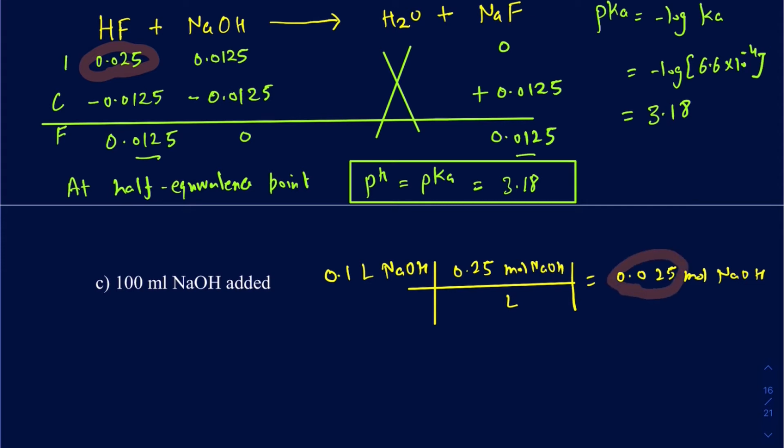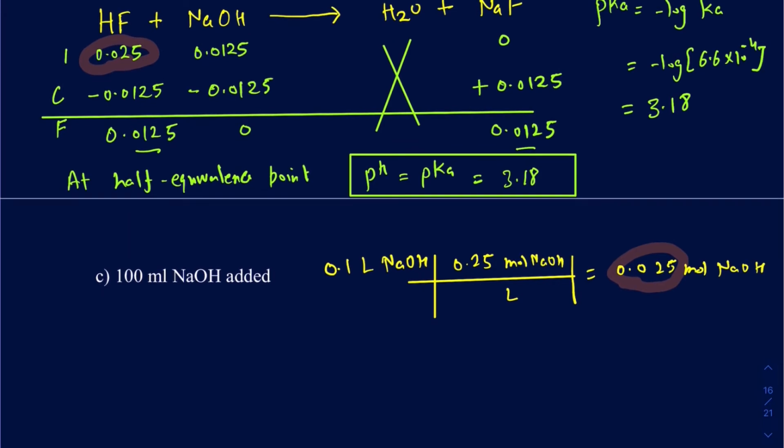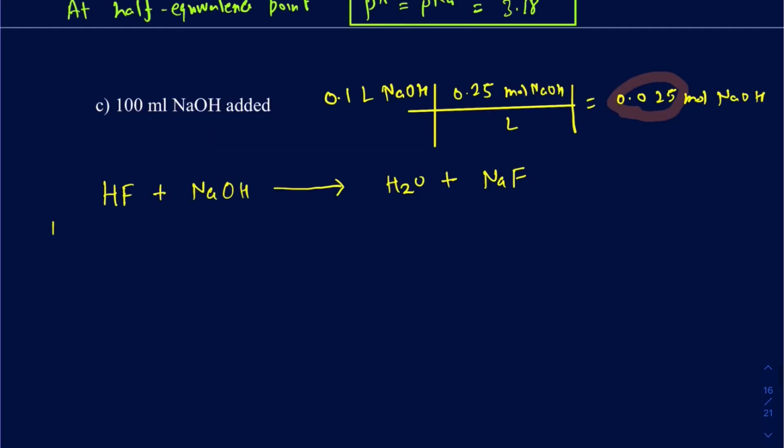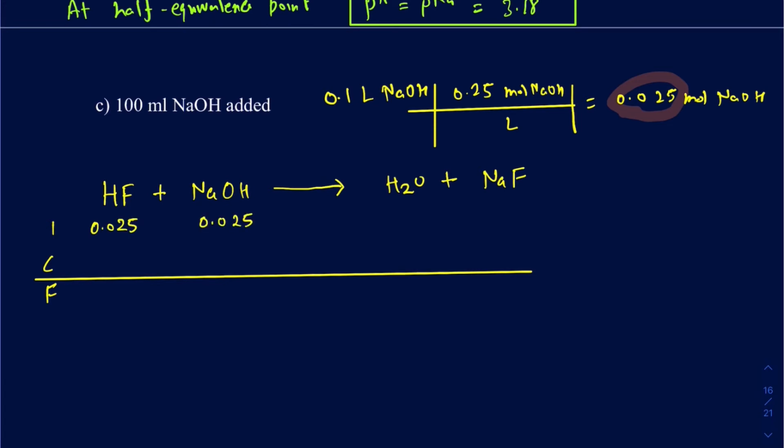That means you will be neutralizing all of your acid here, and that's when you're going to be at equivalence point. I'm going to go ahead and write that out here now. So make an ICF table again. HF is going to be 0.025 moles, and then the NaOH that's being added is going to be 0.025 moles again. We're going to be neutralizing all of this acid and base now because we've got a 1 to 1 mole ratio, or an equal amount of acid and base there.